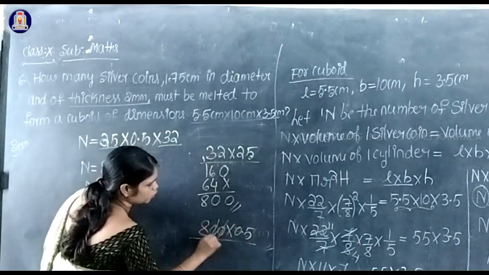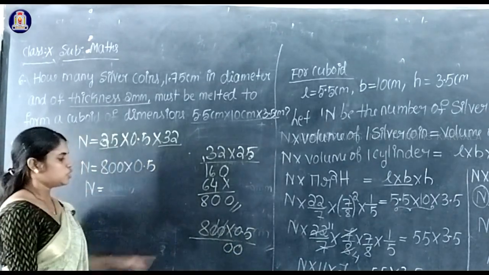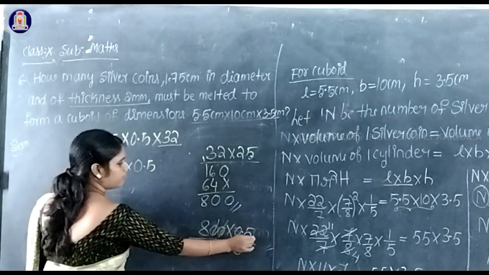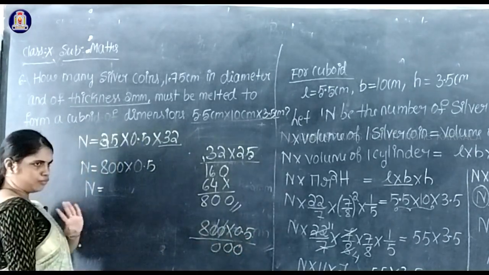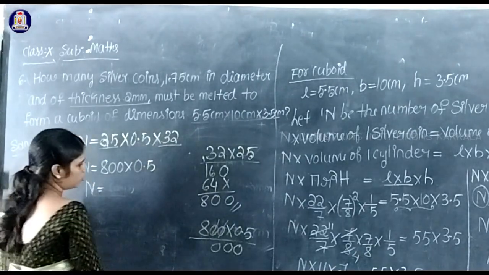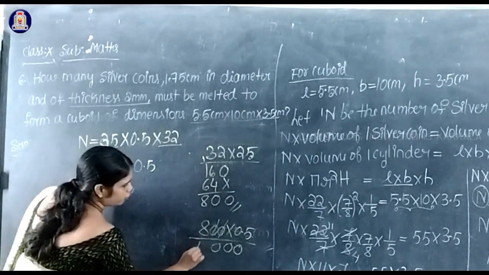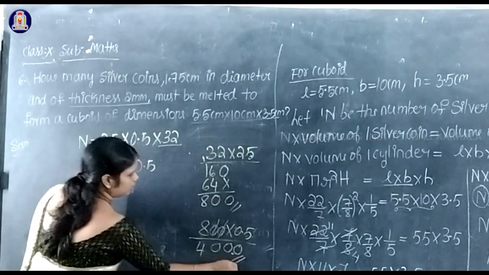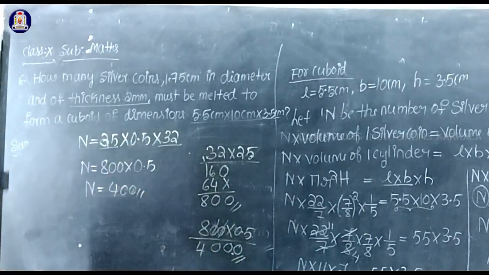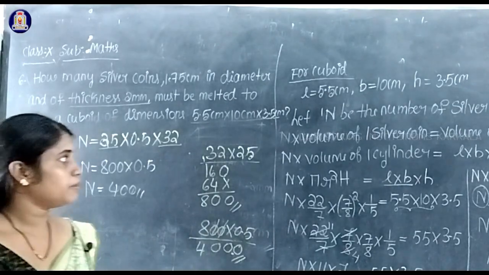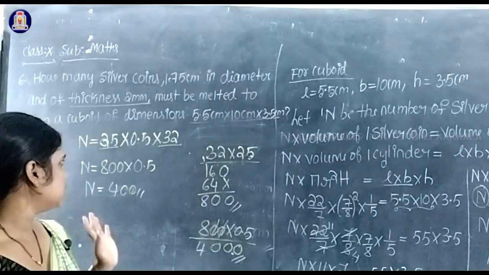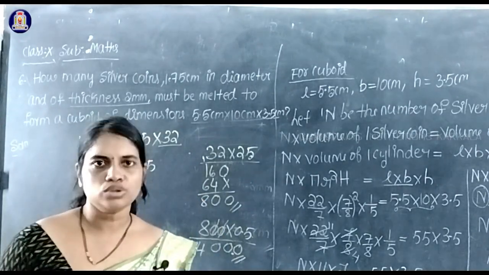First I'll write 2 zeros as it is. So 8 into 0.5 equal to how much? 5 8s are 40. 4 carrying. 0 into 8, 0. 0 plus 4, 4. So you will get 400. Okay. So what is the number of silver coins melted? That is equal to 400. So the exact number of silver coins is equal to 400.